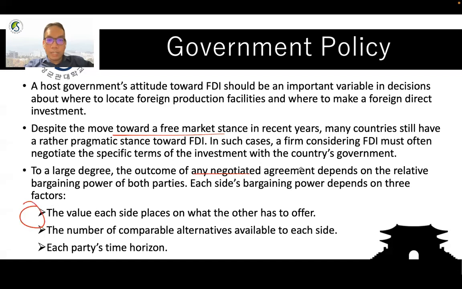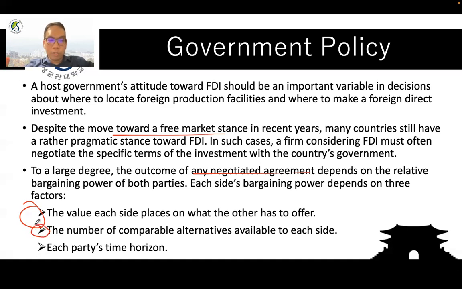Okay, so the outcome of any negotiation or negotiated agreement will depend on the value each side places. For example, what does the host country want from you? Maybe they want your technology, they want the knowledge transfer. What do you want from them? You want more efficient production there, more productive labor, natural resources, or anything else that you want.